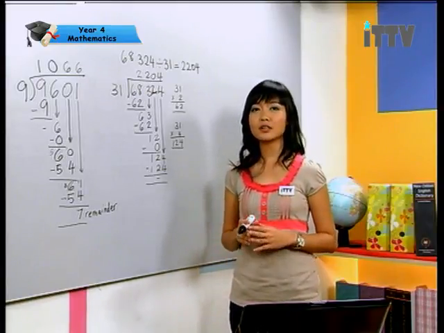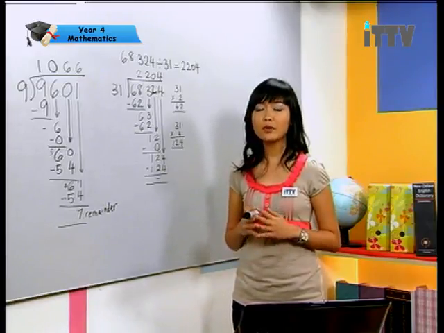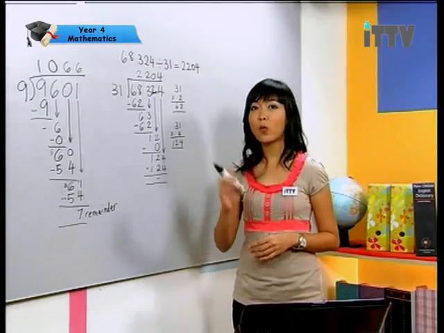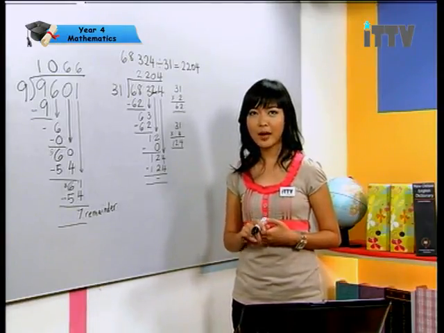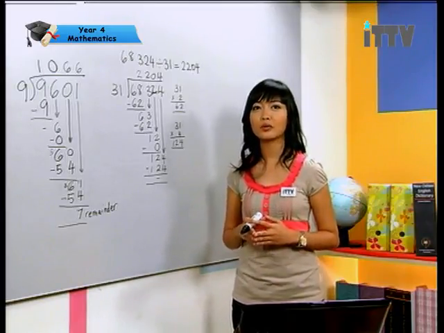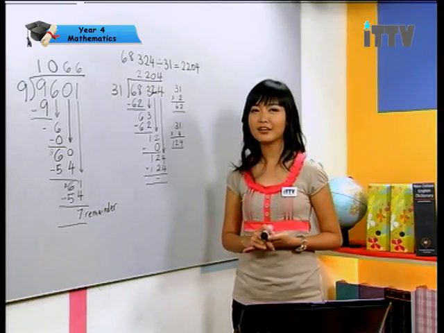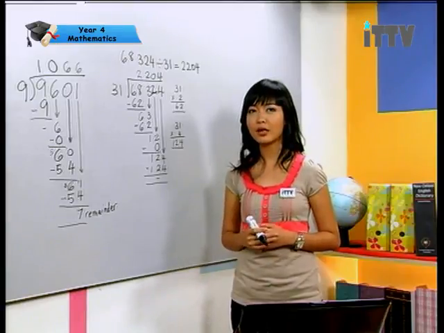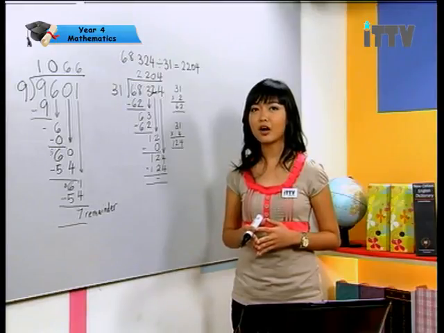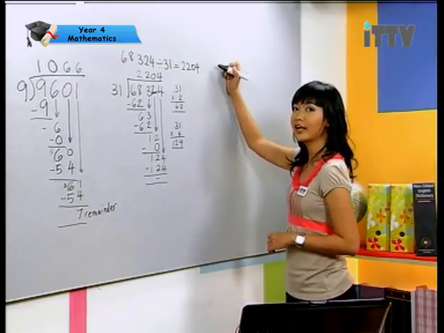Alright, now boys and girls, do you remember that in multiplication, we have learned whenever we multiply a number by 10, let's say, we add 1 zero at the back of the number. If we multiply a number by 100, we will add 2 zeros to the back, and so on. In division, it's the other way around. When we divide a number by 10, we cancel off 1 zero. Like this.